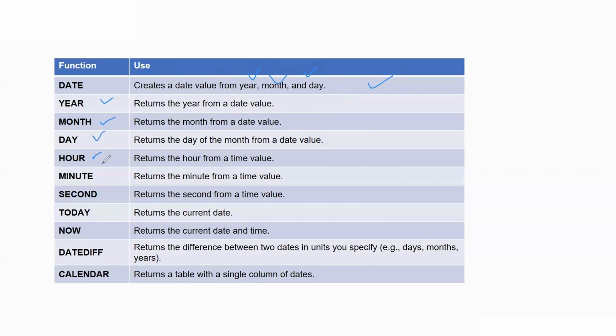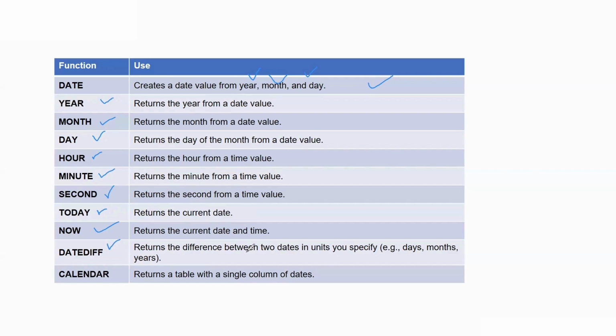Then we have the hour, minute, and the second, which are used to extract the hours, minutes, and seconds from any timestamp or time values. Then we have the function today, which would be used to create the value of the date of today. Then we have the now function, which would be used to return the current date and time. Then we have the date difference, which would be used to find out the difference between two date values.